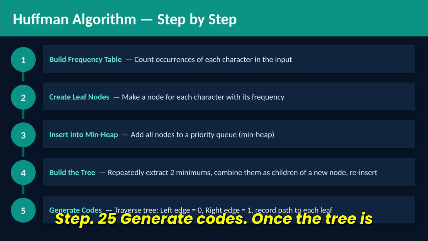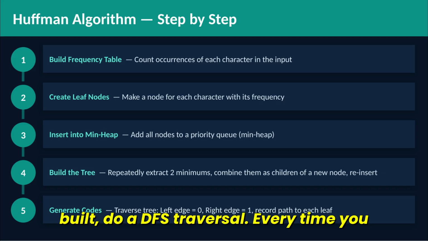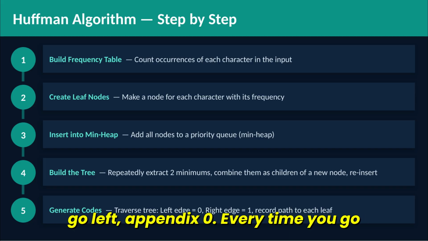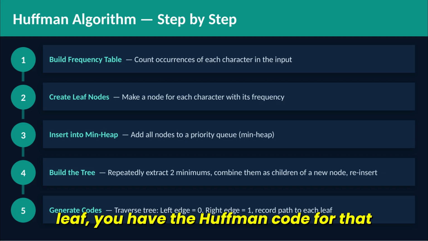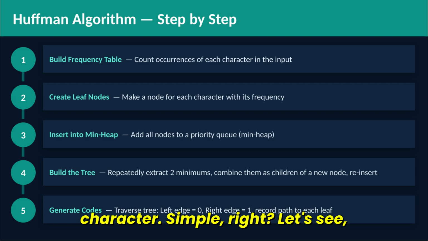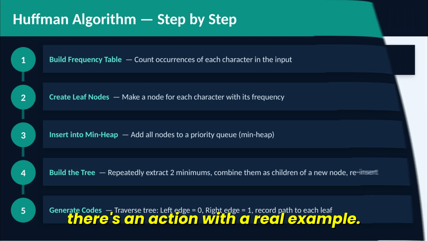Step 5. Generate codes. Once the tree is built, do a DFS traversal. Every time you go left, append a 0. Every time you go right, append a 1. When you hit a leaf, you have the Huffman code for that character. Simple, right? Let's see this in action with a real example.